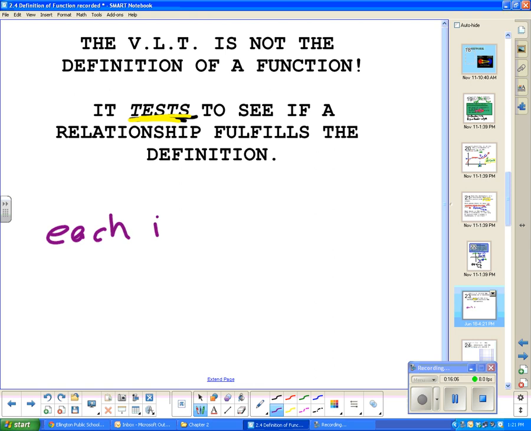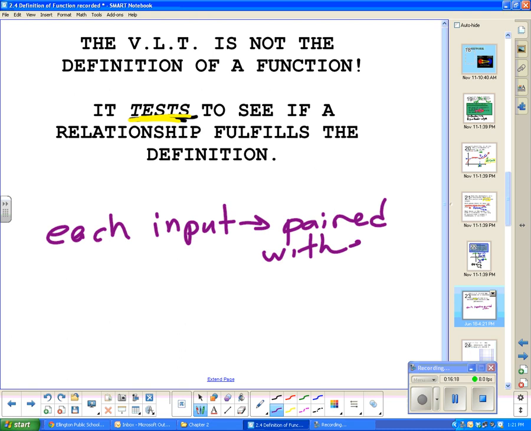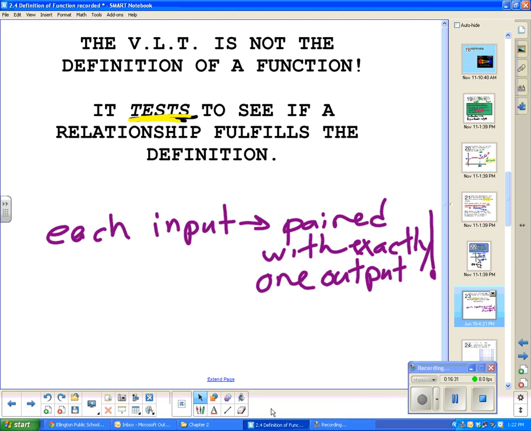each input being paired with exactly one output. It tests it. And it's fast. It's a real good, fast test.